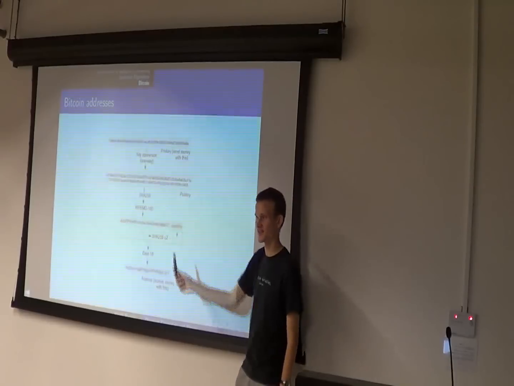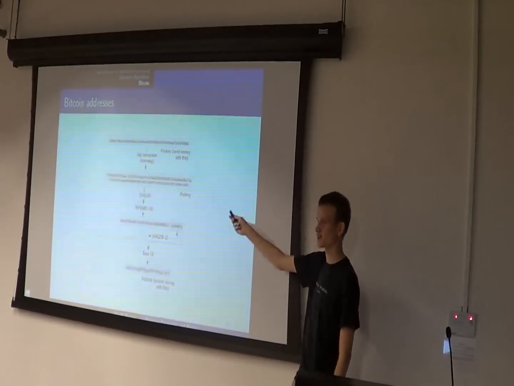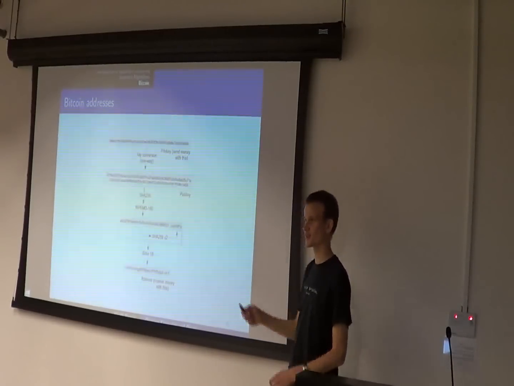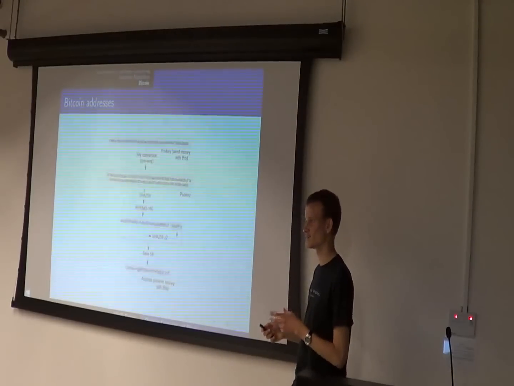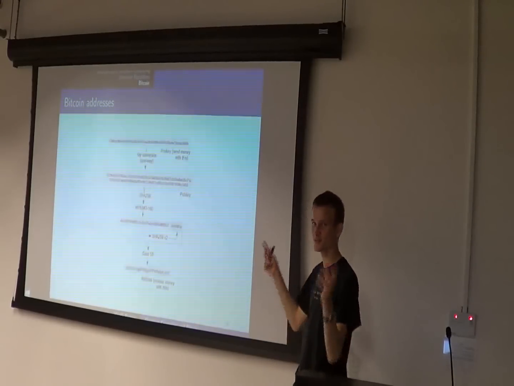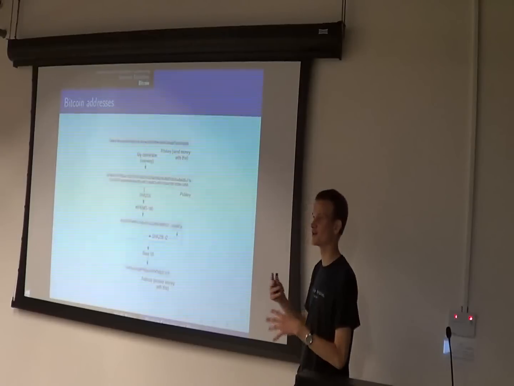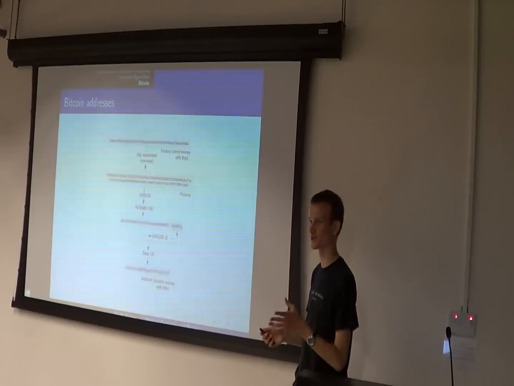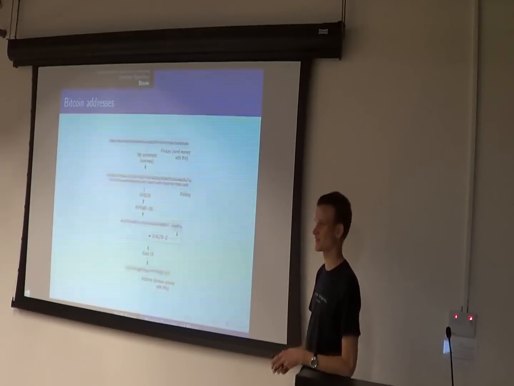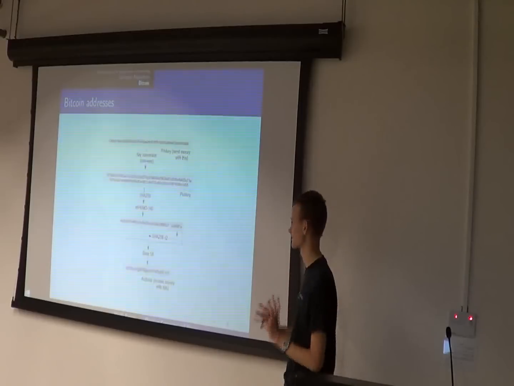Now, from there, you take the public key and you put it through two algorithms, SHA-256 and RIPEMD-160. SHA-256 and RIPEMD-160 are what's called hash algorithms. So what is the point of a hash algorithm? They essentially take input data, make a big jumble out of it, and output that. The point of a hash algorithm is that it's supposed to be impossible to reverse.